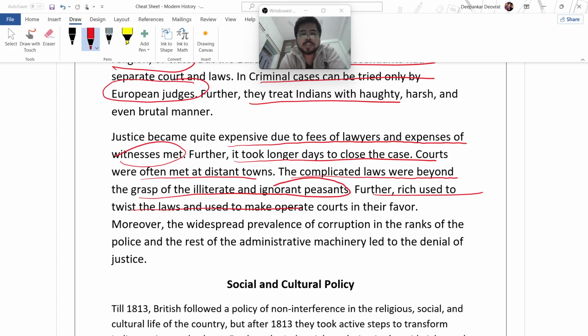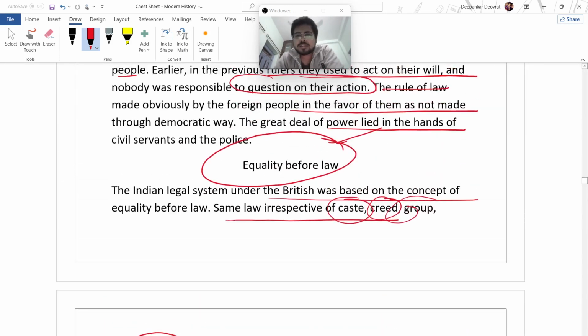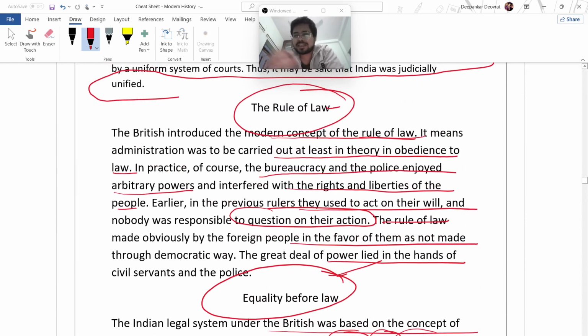Moreover, the widespread prevalence of corruption in the ranks of the police and the rest of the administrative machinery led to the denial of justice for the people. So these were good on the theoretical ground, and still we are following them. But at the time, it didn't go in favor of the Indian people.